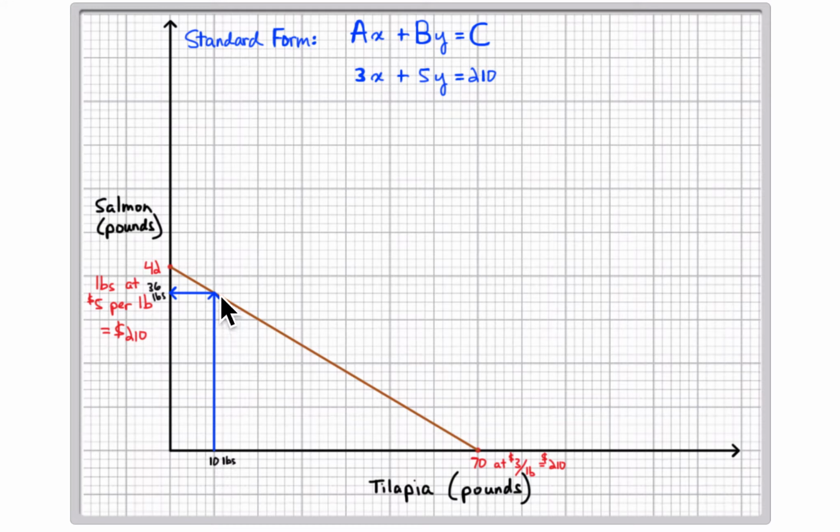10 pounds of tilapia, and you bought 36 pounds of salmon. Now notice, if you're increasing the amount of tilapia by this many pounds, that was $30. So you're increasing $30 of tilapia. That means you have to decrease $30 of salmon. Well, $30 of salmon is a decrease of 6 pounds. $30 divided by $5 per pound is 6. So you're going to see that this is a decrease of 6 pounds right here. 2, 4, 6. Because that 6 pounds is $30. So if you're going to increase tilapia by $30, you have to decrease salmon by $30. We'll look at this in more detail.